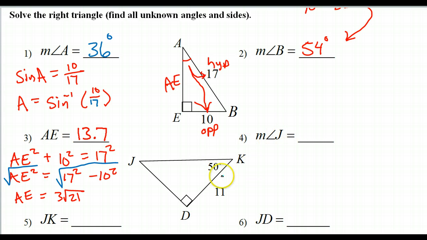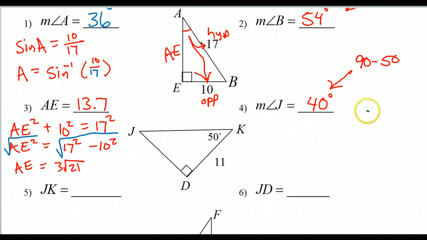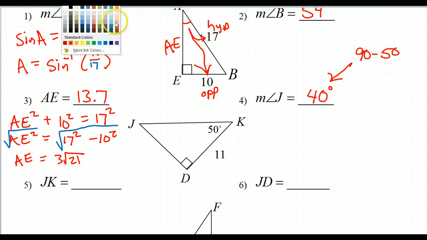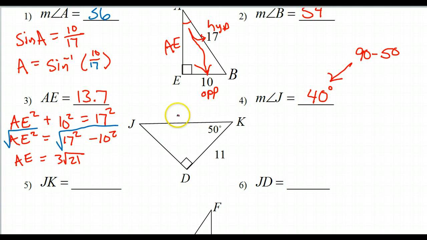All right, number 4, new triangle. To find angle J, we can just subtract from 90 since we're given angle K. So obviously 90 minus 50 is 40. So angle J is 40 degrees. Now, to find JK, so JK is right here.